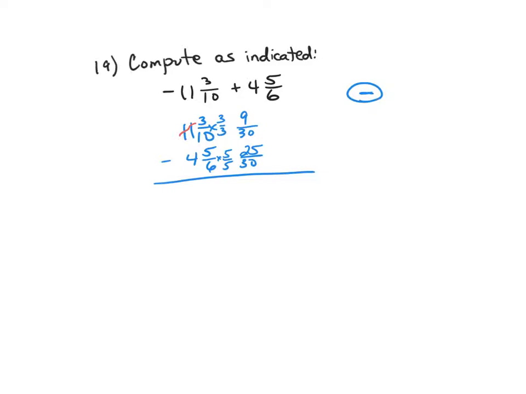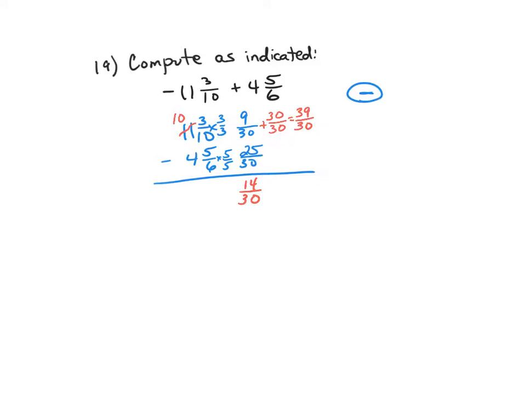I can't take 9 subtract 25, so now I need to take 1 away from the 11, make that a 10, and that 1 that I took away, I'm going to combine it with my fraction. That 1 I took away is 30/30 because I want to use the same denominator. So now I have 39/30 on the top. Now I can subtract 39 subtract 25. 39 subtract 25 gives me 14. So I have 14/30.